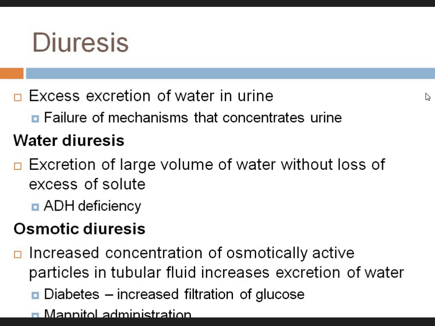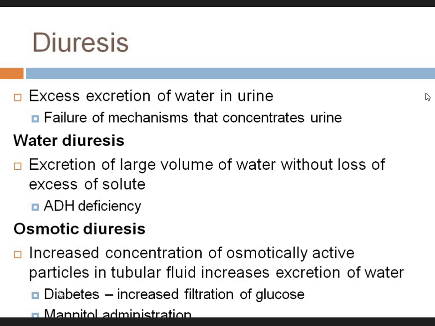The second type of diuresis is osmotic diuresis. When there is increased concentration of osmotically active particles in tubular fluid, then that is osmotic diuresis. So when these particles are more, they cause increased excretion of water also. We know that water follows the solutes. Okay, so whenever there is increased concentration of osmotically active particles in the tubular fluid, they increase the excretion of water as well. So that will be osmotic diuresis.